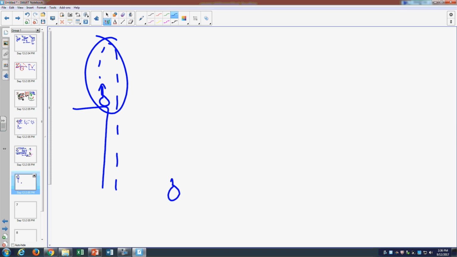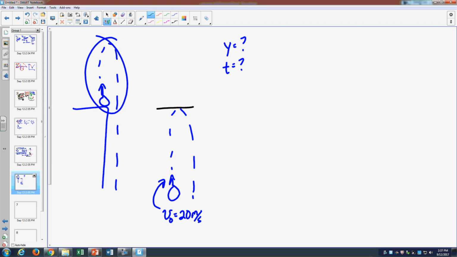When I have something that goes up and comes back down again, there are a couple things that I want to find. I want to find how high it goes, and how long it is in the air. I would give you the velocity. So let's say that it goes up with an initial velocity equal to 20 meters per second. I want to know how high it goes and how long it takes to return back to your hand, the total time.